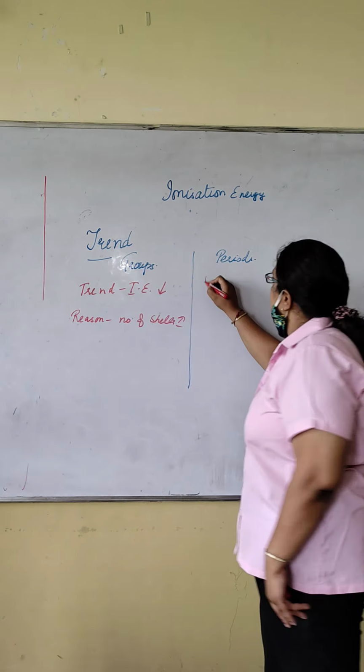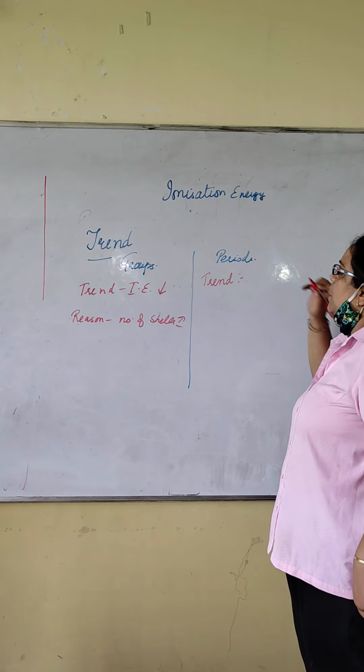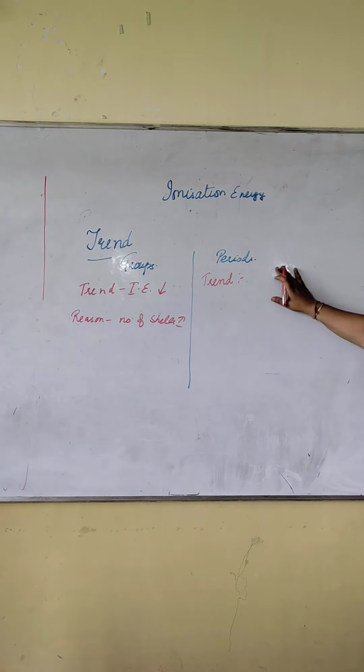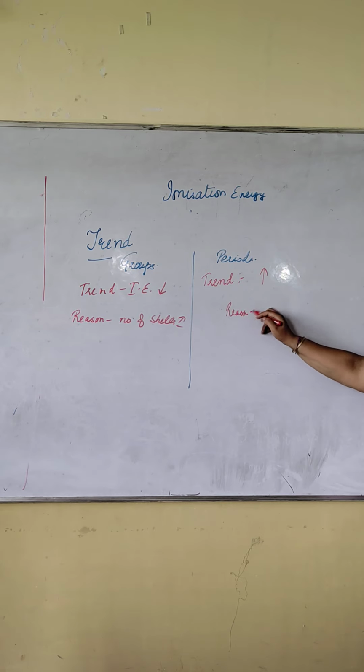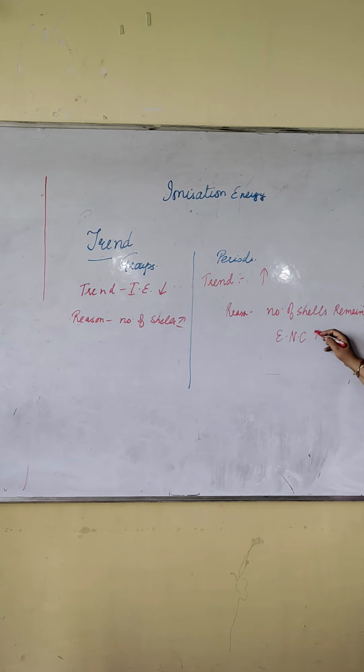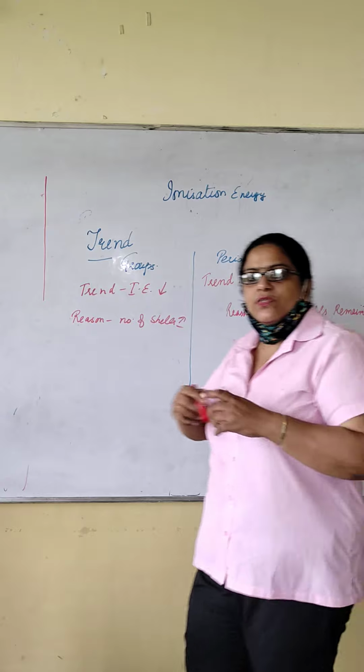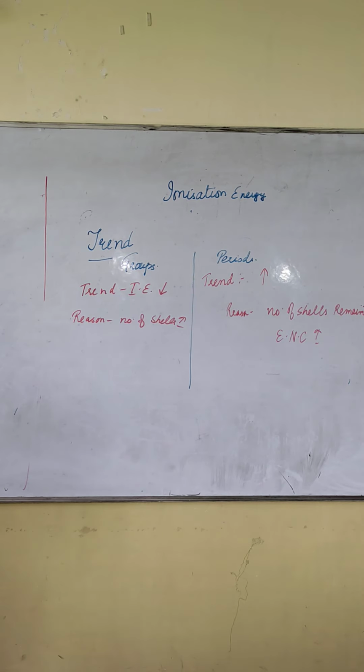Now come to periods. If I ask what can be the trend here? Here atomic size decreases, effective nuclear charge increases, so ionization energy will increase. Reason? Again, the number of shells remains the same and effective nuclear charge increases. Okay? So this is the reason. I hope it is clear to you?